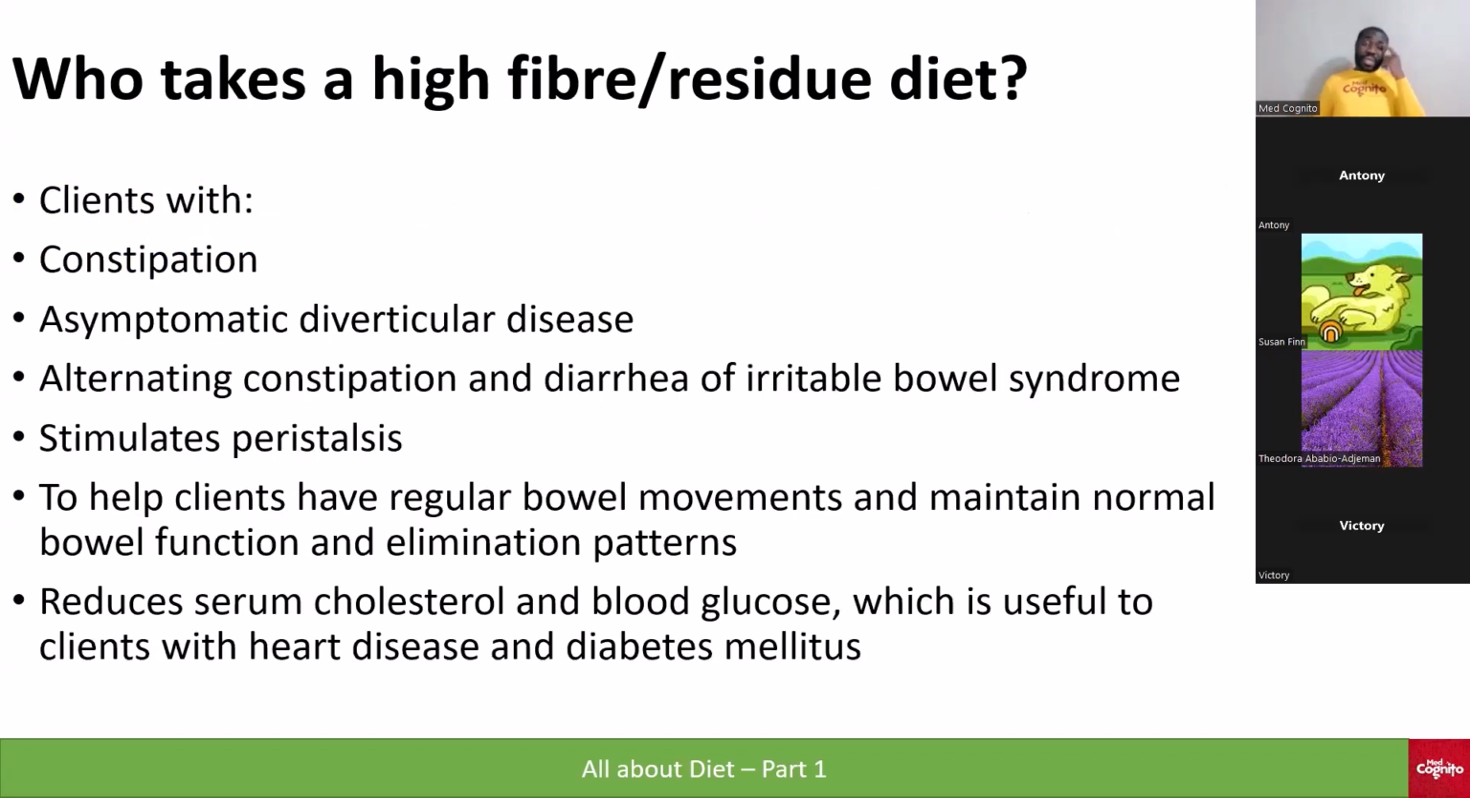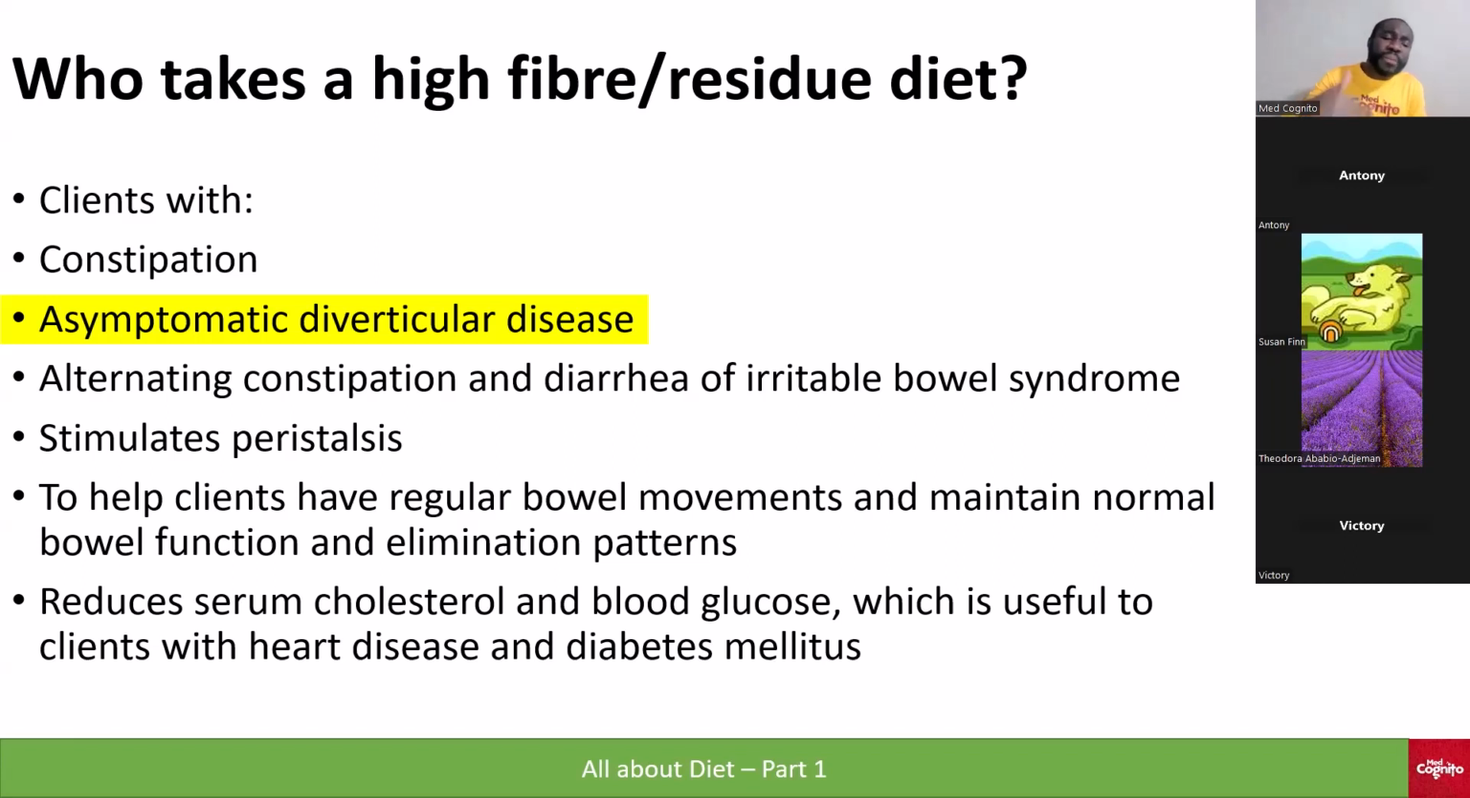All right. Now, who takes high fiber diet or high residue diet? Clients with constipation, clients who have asymptomatic diverticular disease. When the intestine is about to end up in the rectum and the anus, that part of transition is what we call the diverticulum. So we have people who have diverticulosis. I don't want to go too deep into that. But these people are asymptomatic. These are the people who need a high fiber diet because you don't want them to get constipated. If they get constipated, that can be a recipe for disaster.